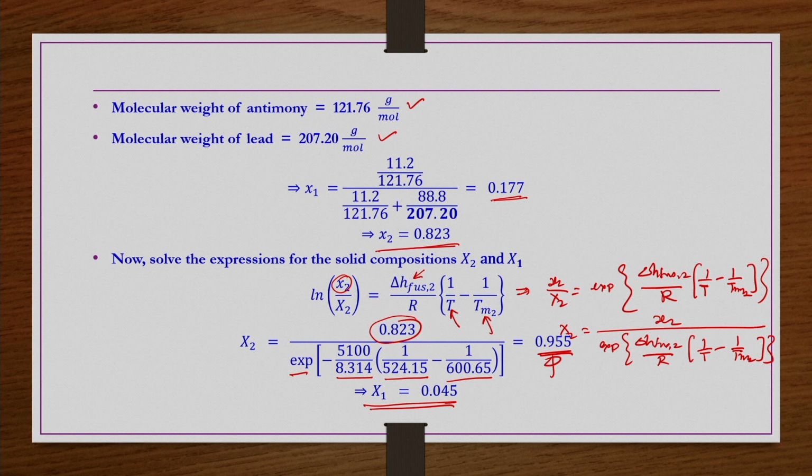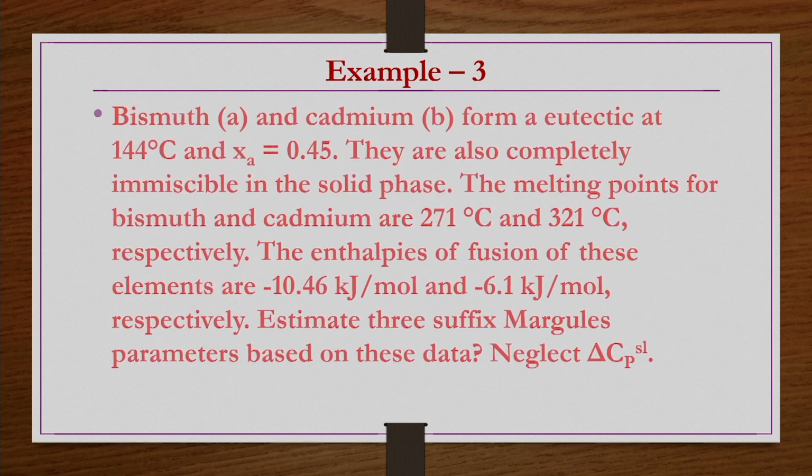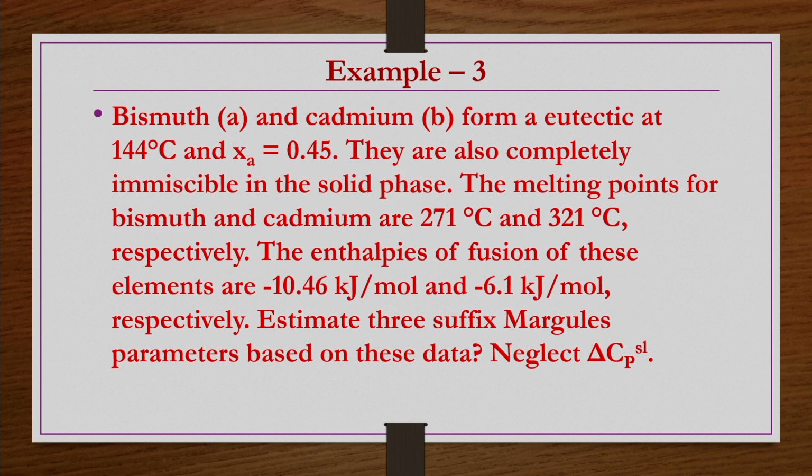We can take one more example problem. Example 3: bismuth and cadmium form a eutectic at 144 degrees centigrade and Xa is equal to 0.45. They are also completely immiscible in the solid phase, that means pure solids we have to take. The melting points for these two components are given as 271 and 321 degrees centigrade respectively. The enthalpies of fusion of these two elements are minus 10.46 kilojoule per mole and minus 6.1 kilojoule per mole respectively. Estimate the 3-suffix Margules parameters based on these data.